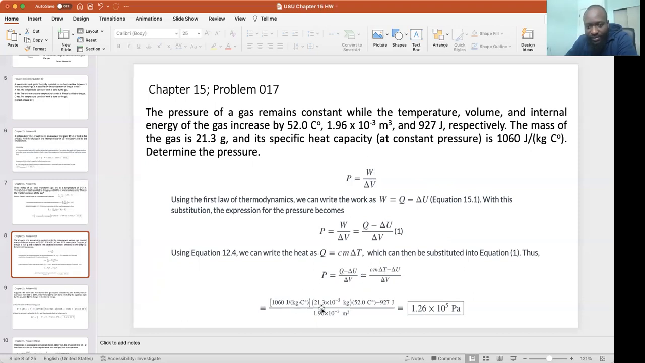We put the specific heat capacity times the mass multiplied by 10 to the power negative 3 to change to kilograms, times the degree Celsius change, minus the change in internal energy given, 927 joules, divided by the change in volume given, and then we get our pressure in Pascal. Okay, so you just substitute for W and substitute for Q after substituting for W, and then you get your answer. Okay, we'll go to the next one here.